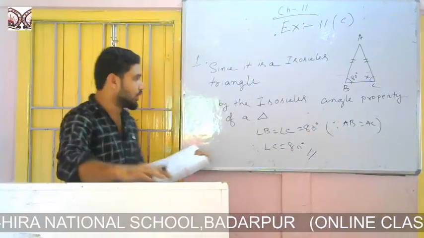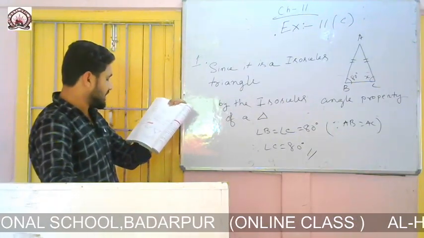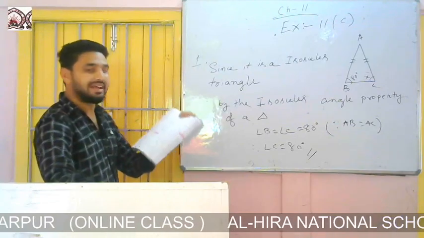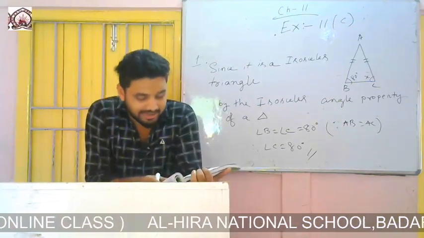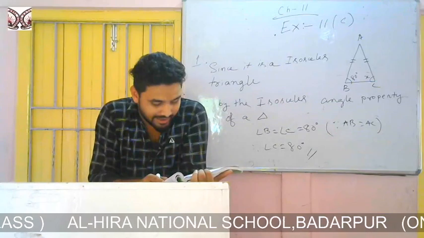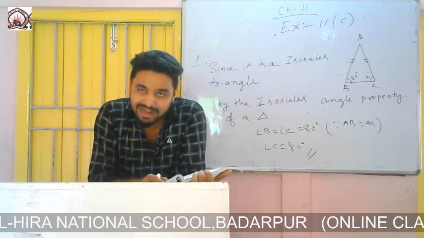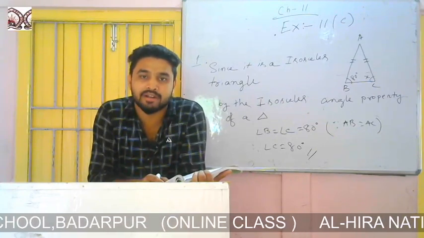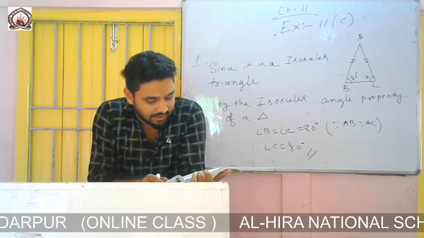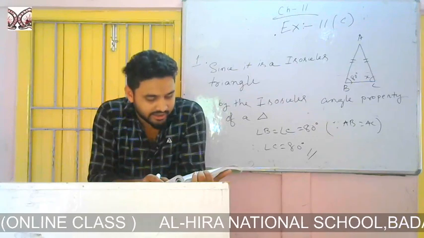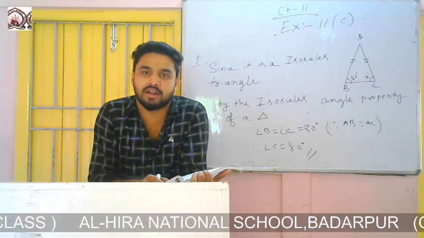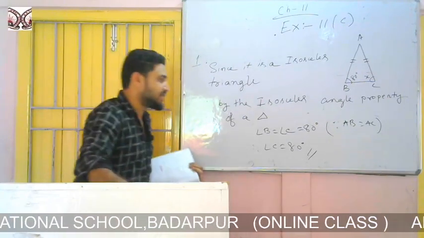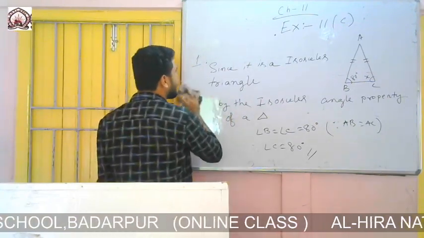Now come to question number 2. You see NL and ML are equal. So obviously angle N and angle M will be equal. If the measure of angle N is 20 degree, then obviously the measure of angle M will be 20 degree, because the two sides are equal. So for that reason their opposite angles are also equal.